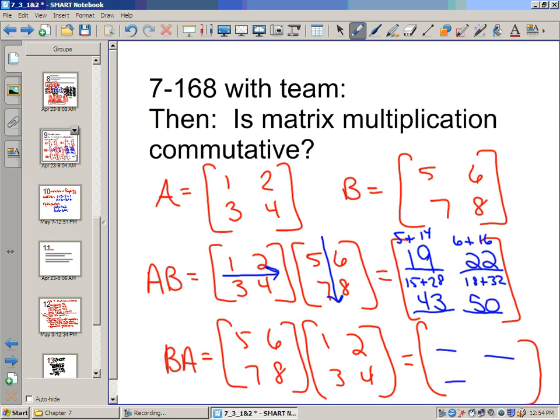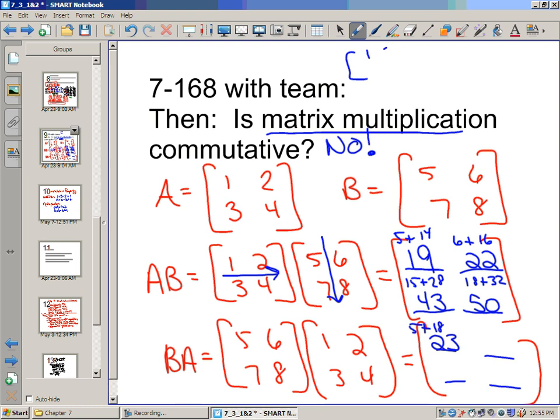How about down here? Row 1, column 1. 5 plus 18. That certainly doesn't equal 19. Do I need to go on at this point? I can tell right now, matrix multiplication is not commutative. So, no.